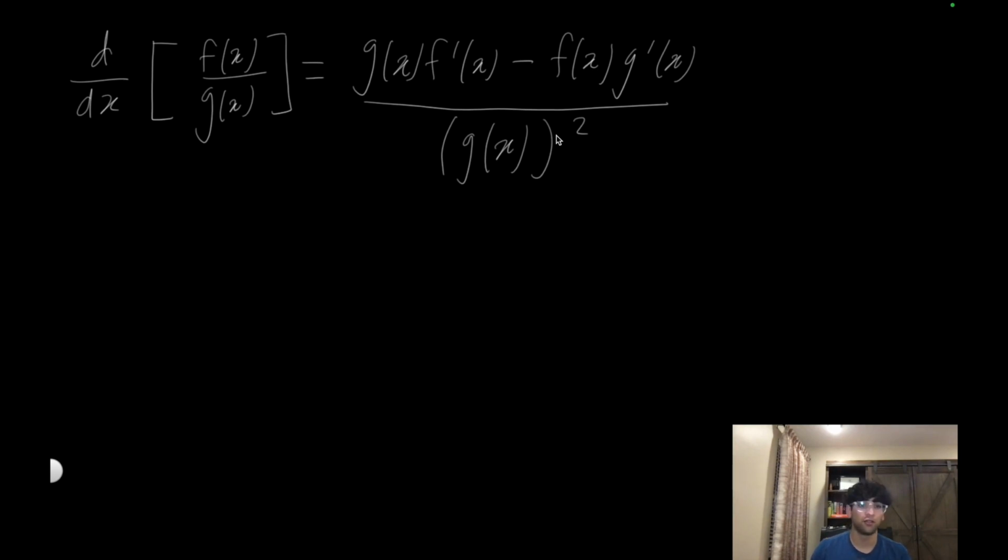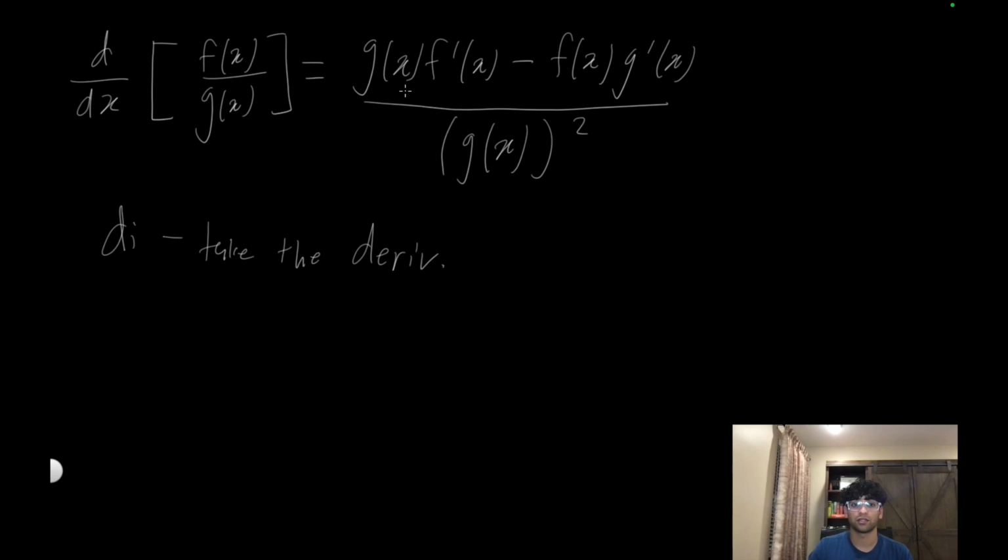It's completely fine if you don't want to memorize this. There's a really easy way to remember it. It goes as follows: low d high minus high d low over bottom squared. You might be asking yourself, what does d mean? D is spelled like this in this case. D in this case just means take the derivative.